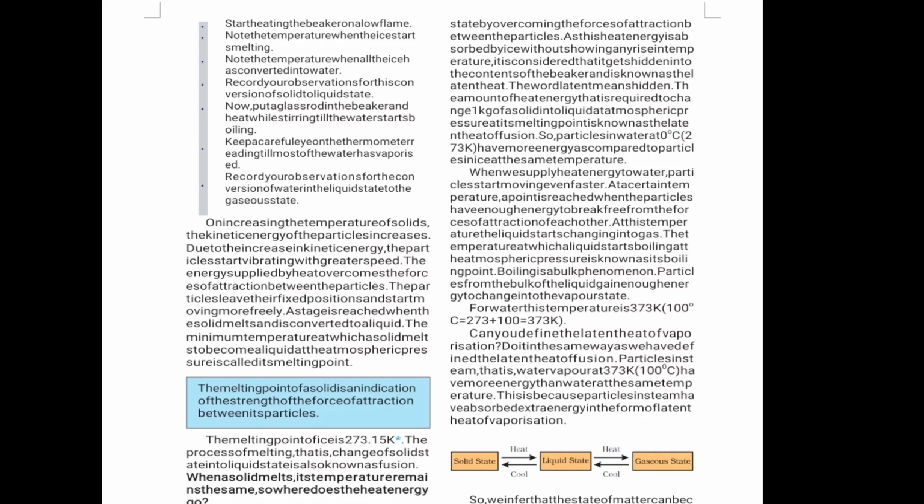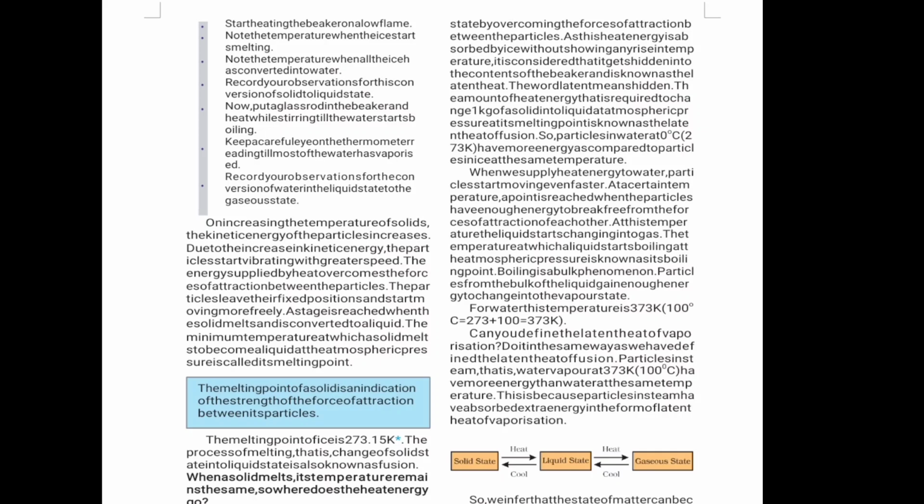So, particles in water at 0 degrees C, 273 K, have more energy as compared to particles in ice at the same temperature. When we supply heat energy to water, particles start moving even faster. At a certain temperature, a point is reached when the particles have enough energy to break free from the forces of attraction of each other. At this temperature, the liquid starts changing into gas. The temperature at which a liquid starts boiling at the atmospheric pressure is known as its boiling point.